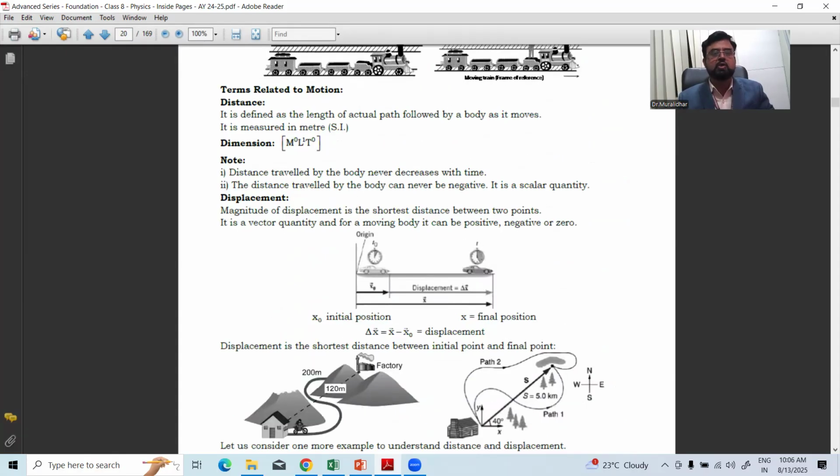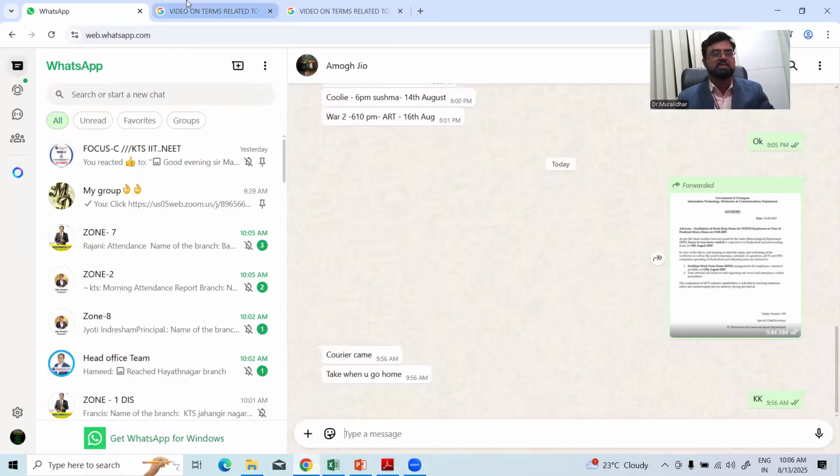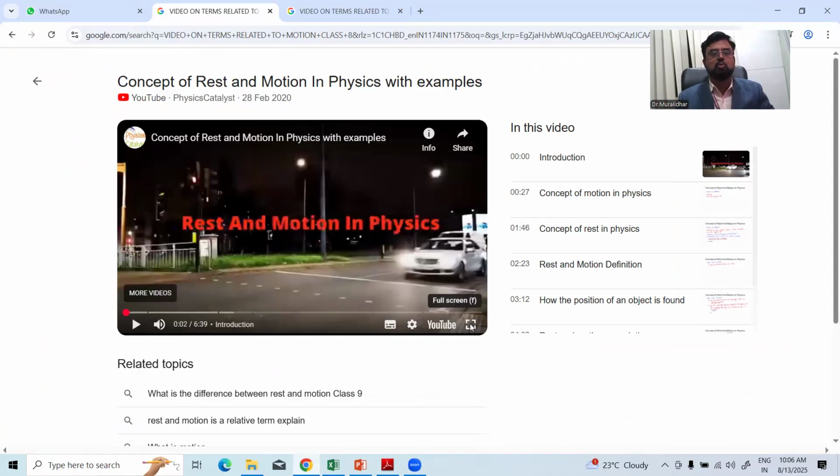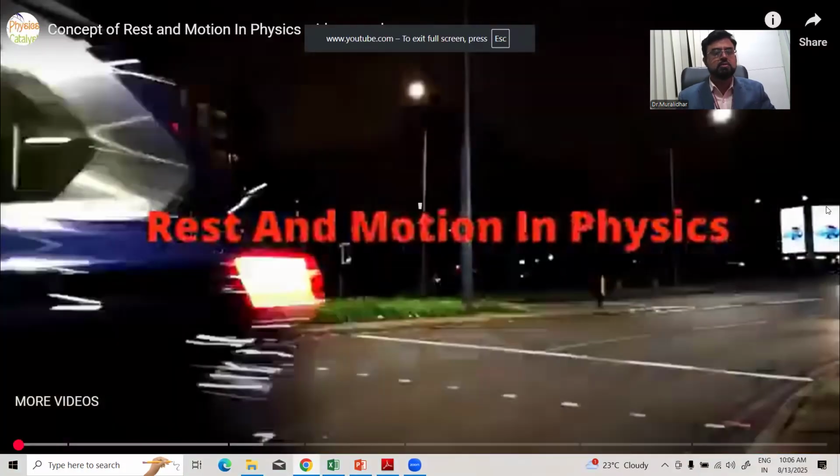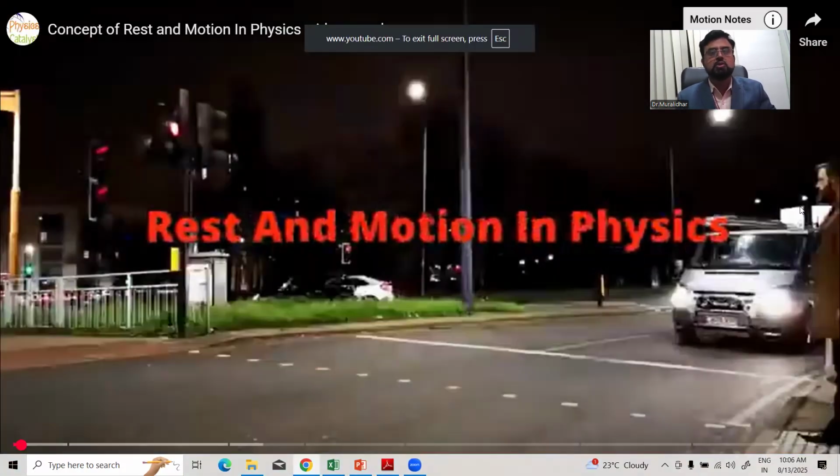Now when you come to today's topic, we are entering a very important topic. Before going into this topic, let me show you one video on motion and types of motions, just to recall what you learned in your lower classes, right? Just about motion and rest, and the concept of rest and motion in physics.